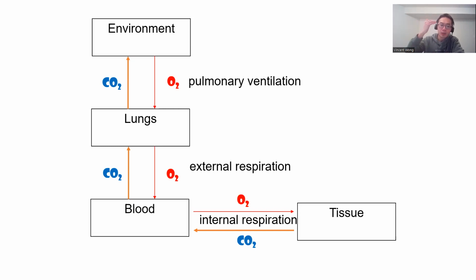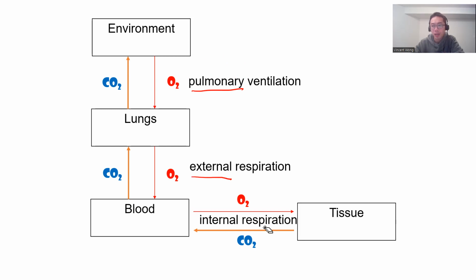So it turns out there are multiple barriers that the oxygen has to cross before making it all the way to the cells, to the tissues. First of all, exchange between the environment and the lungs, that is called pulmonary ventilation. Okay? Pulmonary ventilation, right here. And once it gets into the lung, you have to do diffusion between the lungs and the blood, and that's called external respiration.